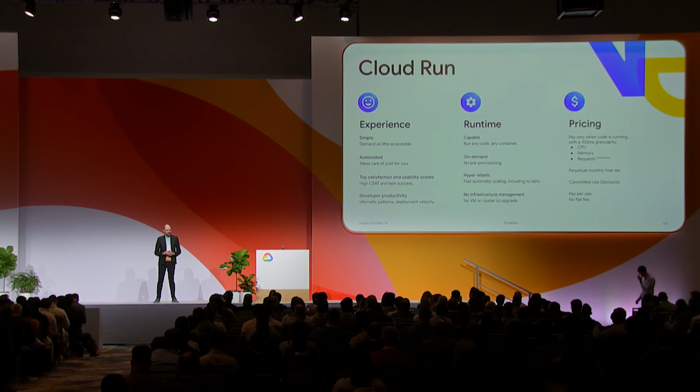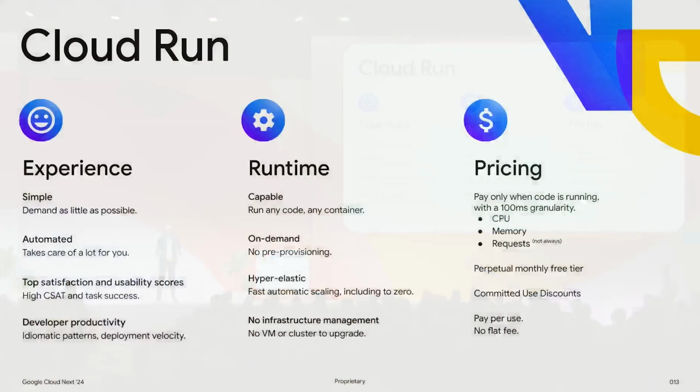And this very valuable experience and runtime is priced in a very interesting way. It is literally on-demand pricing. You pay only when your code or your container is running, with 100 millisecond granularity. For testing purposes, there is a perpetual monthly free tier. And if you have any baseline of traffic, you really should consider purchasing a committed use discount to lower your costs. So Cloud Run's pricing is pay-per-use, no flat fee. If you don't use it, you just don't pay for it.